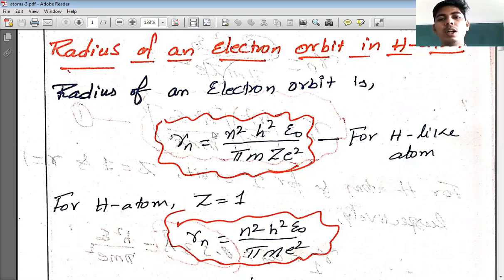So the radius of an electron in the nth orbit is given by n square h square epsilon naught divided by pi m e square Z. See, this is the radius expression for a hydrogen-like atom. We know what hydrogen-like atoms are. Those atoms which have only one electron in them are called hydrogen-like atoms.